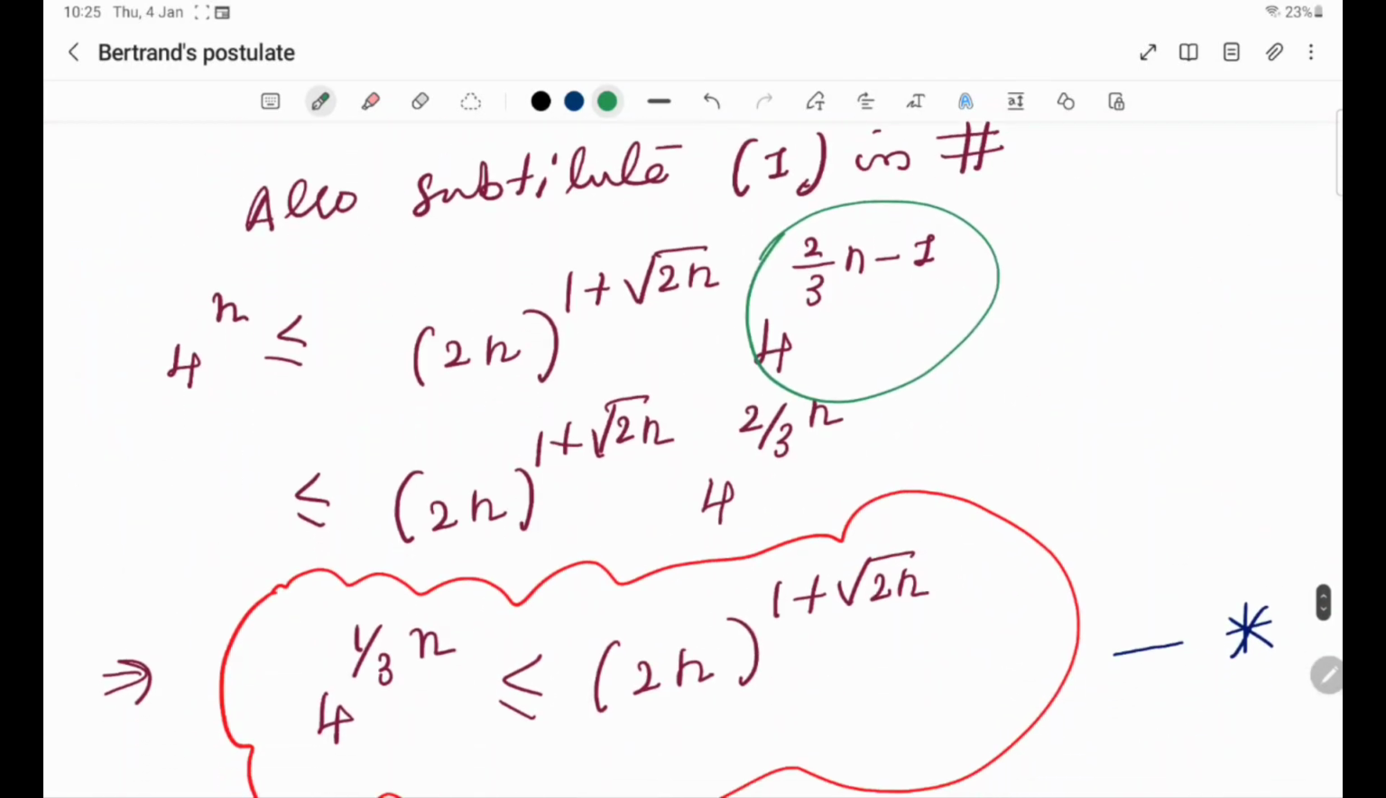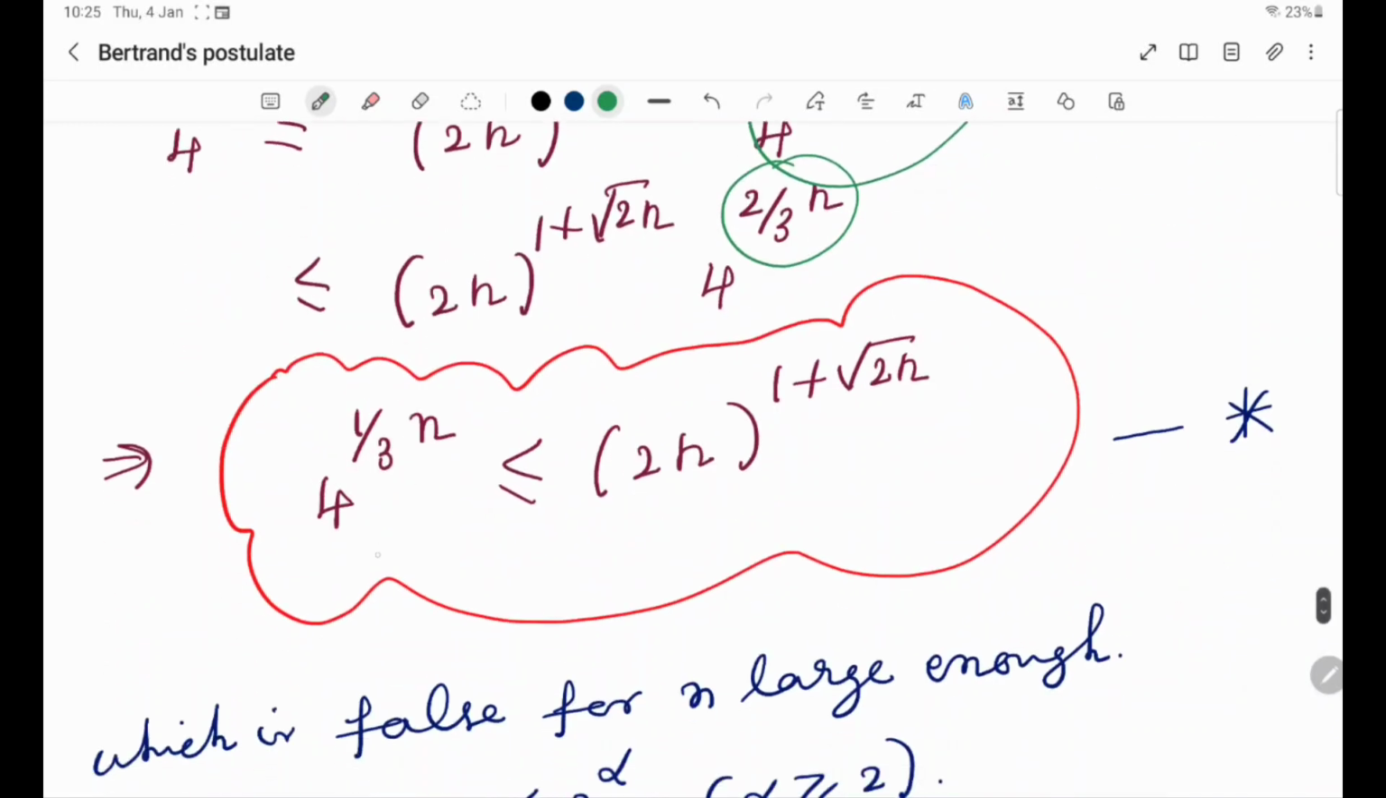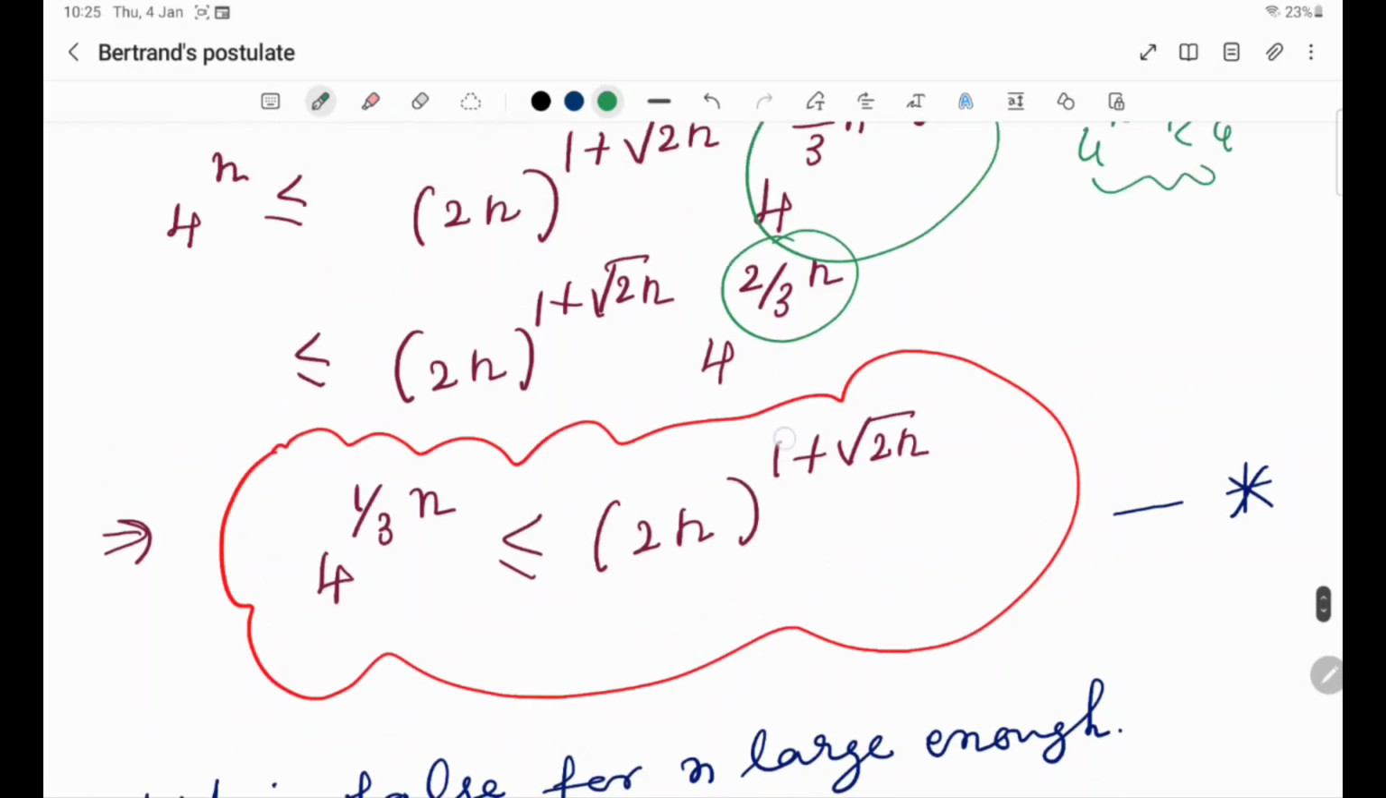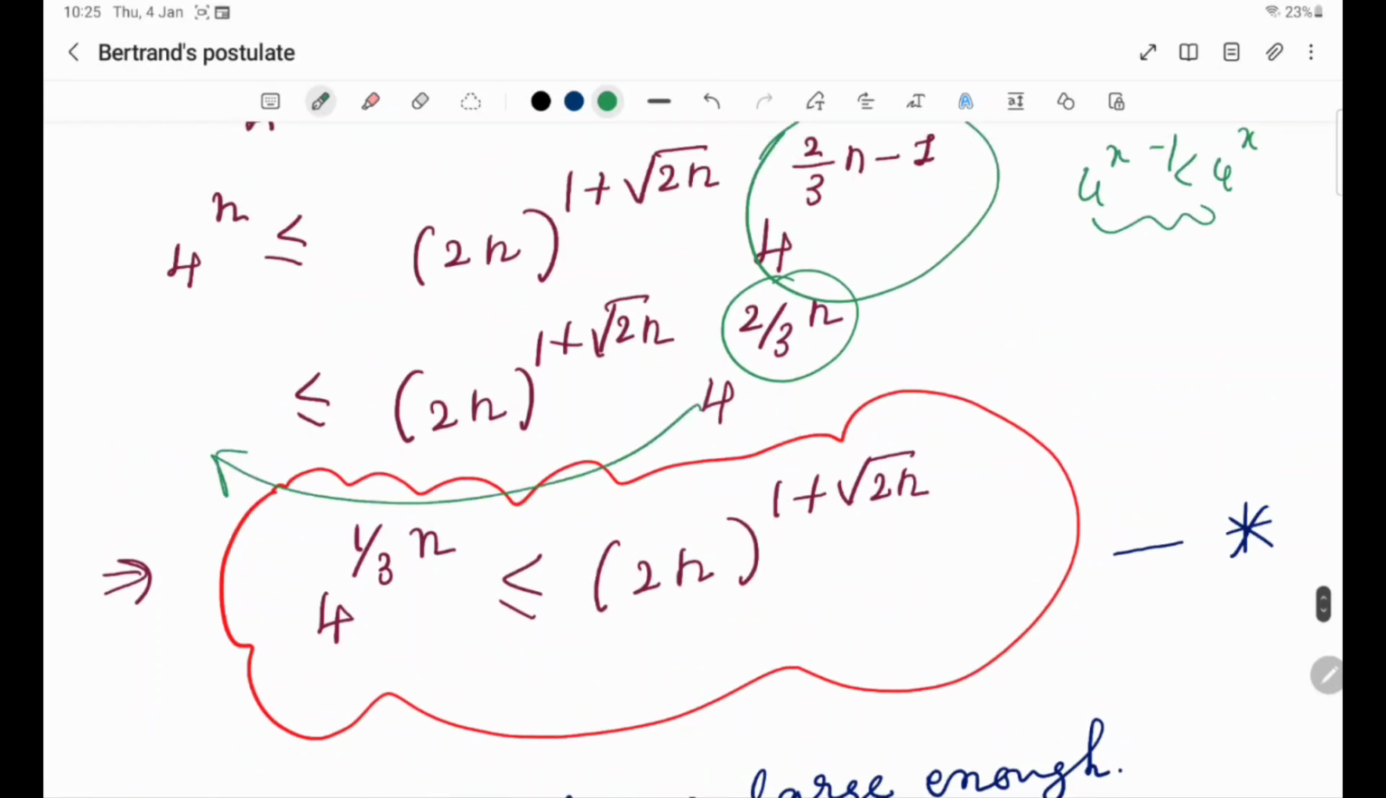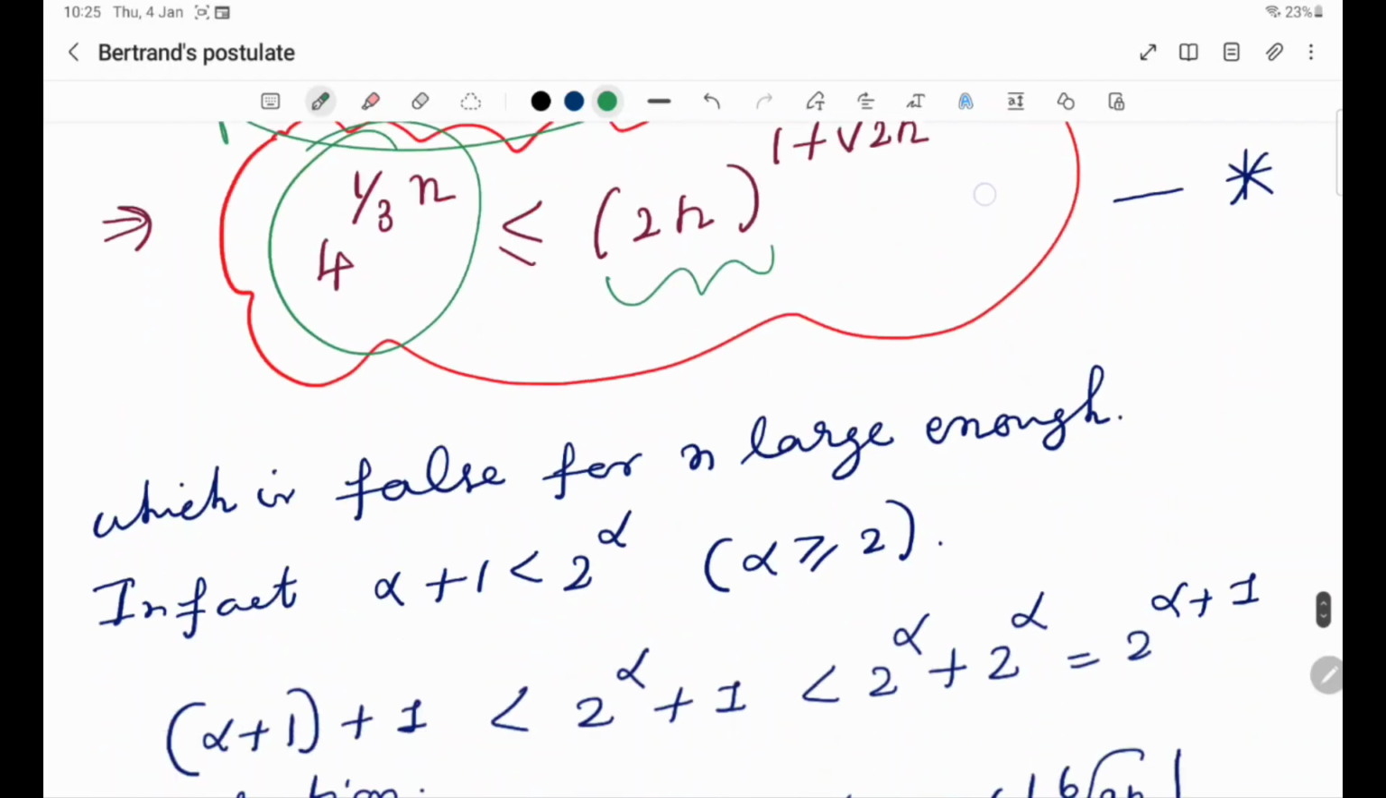So then 4 raised to x minus 1 is always less than 4 raised to x, right? So we can write 2/3 n instead of 2/3 n minus 1. So we get this inequality. So finally we get 4 raised to 1/3 n, because this 2/3 will go here, or you multiply appropriately. You get 4 raised to 1/3 n less than or equal to (2n) raised to 1 plus root 2n. Okay.